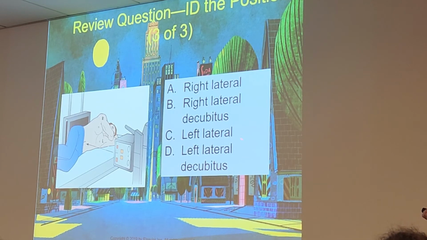What's the position? Left lateral decubitus. Now see how tricky this is? We got left lateral, we got left lateral decubitus. This one is decubitus because we're using that horizontal central ray. If they were just simply lying on the table with the tube above them, it would just be a left lateral. Y'all see that?